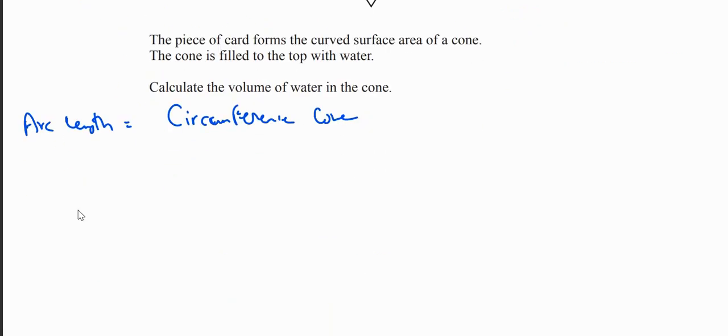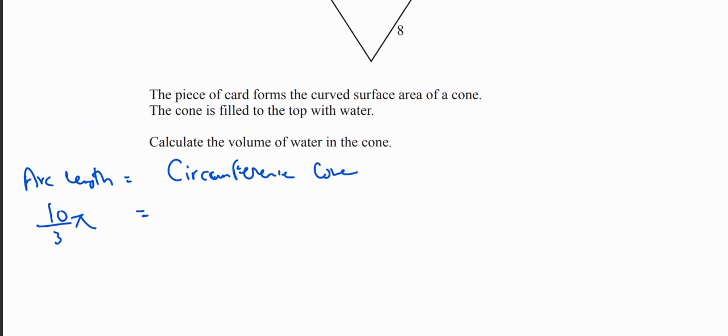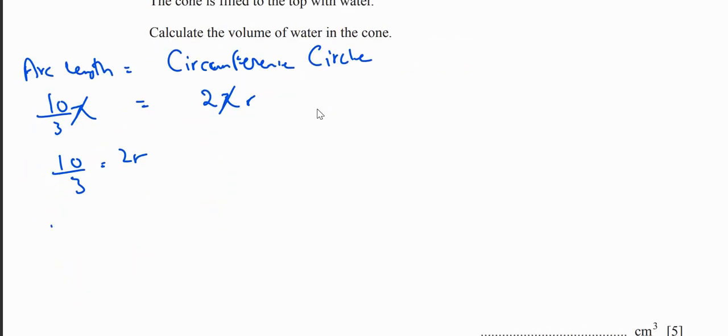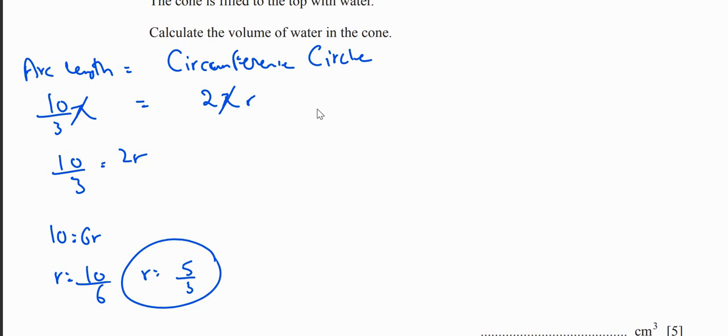So arc length was already 10 upon 3 pi. And the circumference of the cone, so not cone, basically the circumference of the circle, I should say. Alright, the circumference of a circle is 2 pi r. So pi gets cancelled out, and it will become 10 upon 3 is equal to 2r, which becomes 10 is equal to 6r. r is equal to 10 divided by 6. r is equal to 5 upon 3. Alright, so this is the radius.